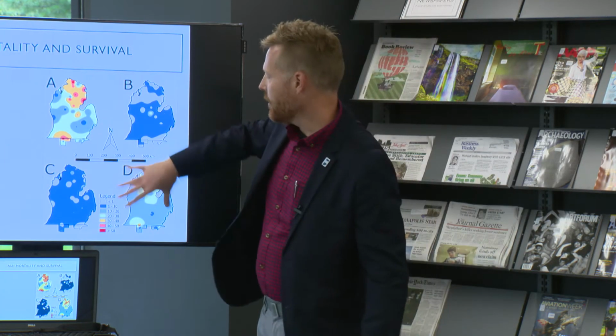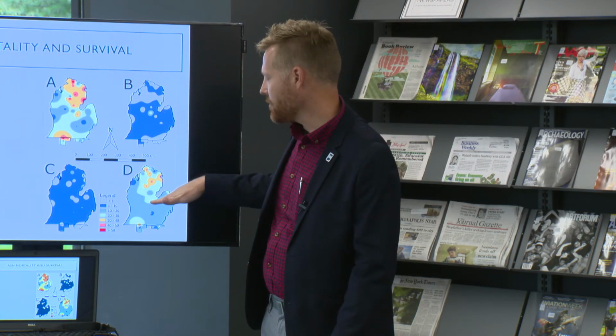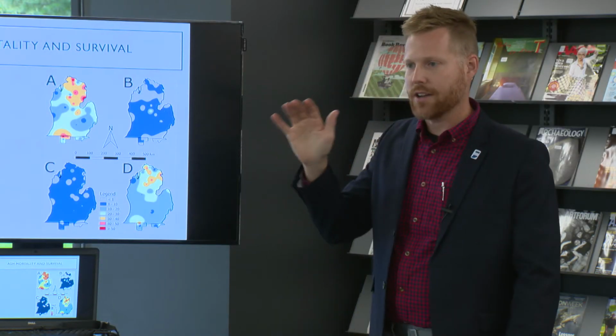So in this graph here, I've got 2007 on the top row, and I got 2017 on the bottom row. The left-hand column is live ash, and the right-hand column is dead standing ash. And so what we can see in 2007, there was a lot of live standing ash in these forests. Overall, there was about 26% of the forests were ash. But we get pockets where we have over 40, 50% of the standing trees were different ash species.